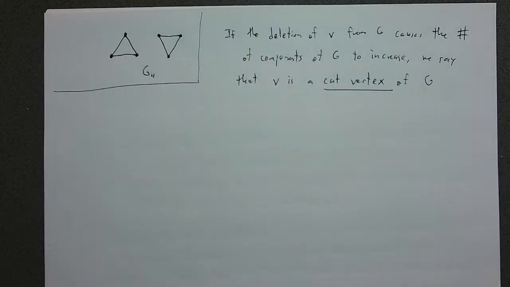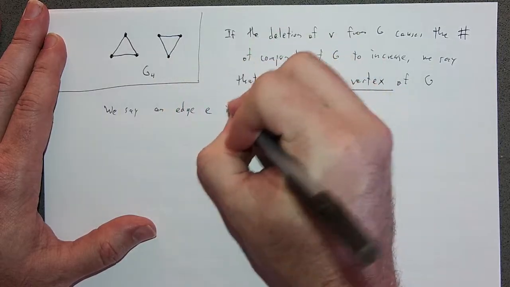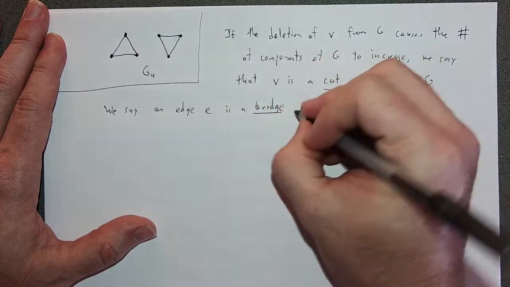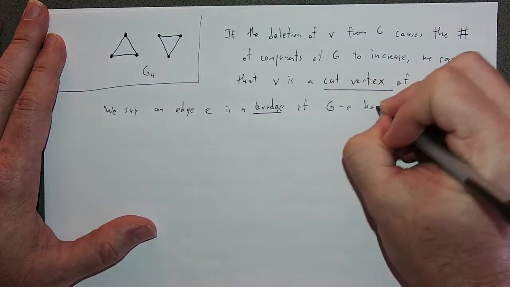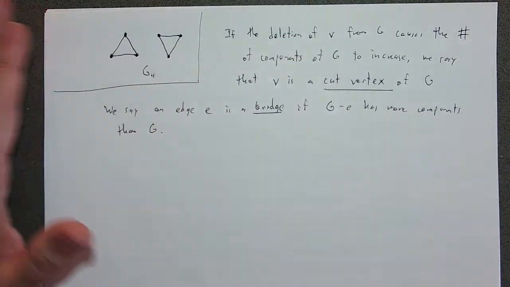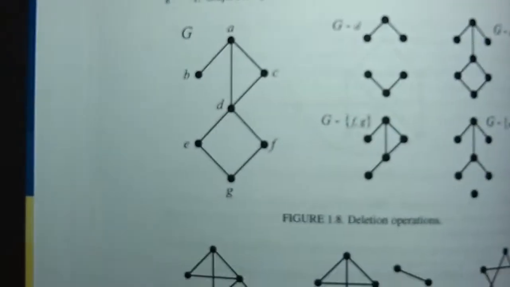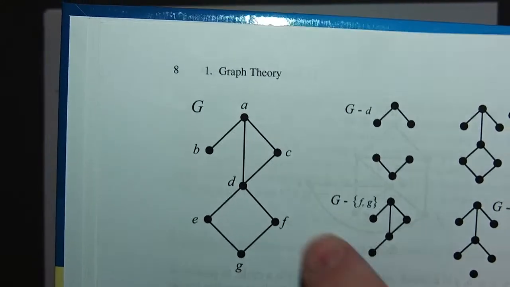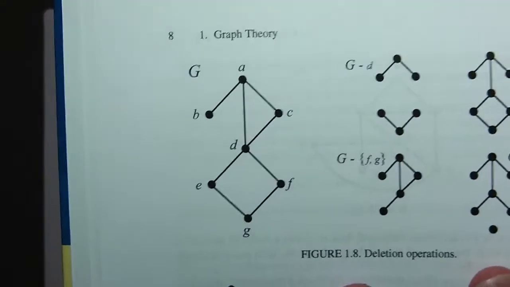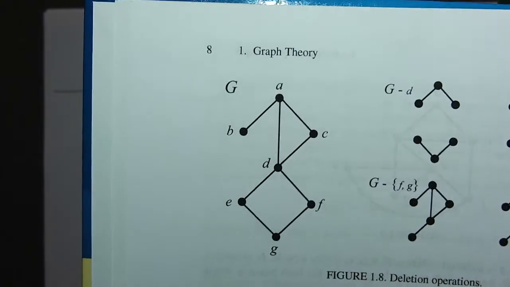All right. So we say that an edge E is a bridge if the graph G minus E has more components than G. So let's go back to this picture. Do you see a bridge in this graph? I'll let you think about that for a second. Is there an edge you could remove from this graph that increases the number of components?